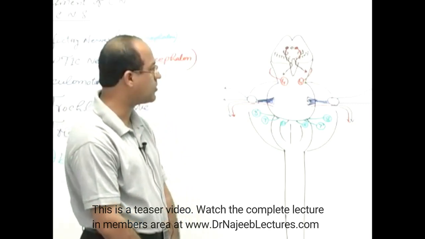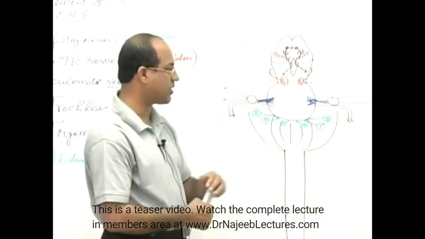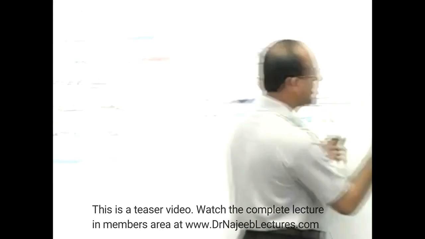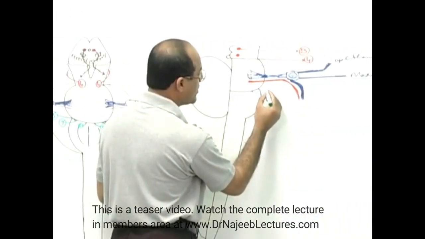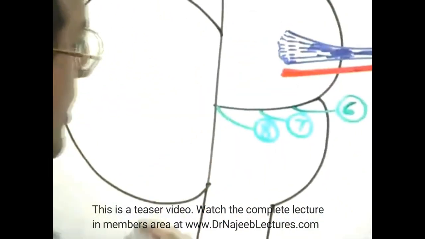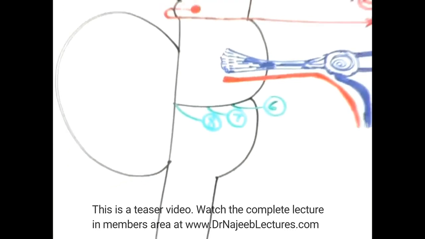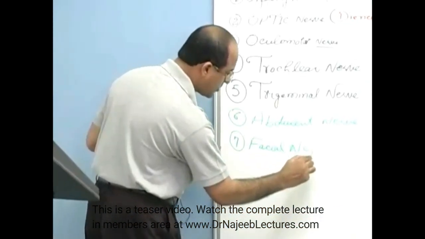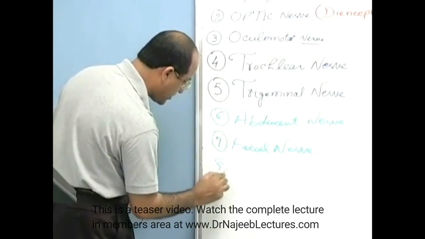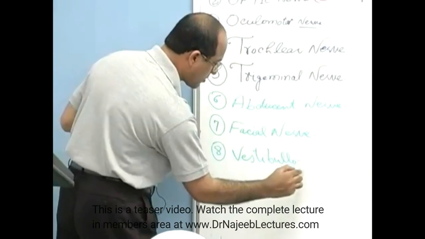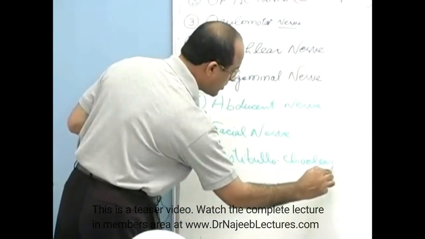Now we must show the same thing in the lateral view as well, right? So we can see it here. Which nerve is coming out from here? Sixth nerve. What should be here? Seventh nerve. And what should be here? Eighth nerve. Right? So you know sixth is abducens nerve. Seventh is facial nerve. And eighth is vestibulocochlear nerve.